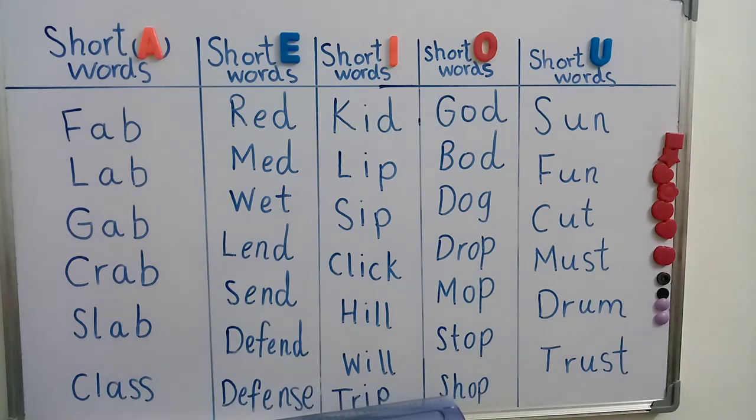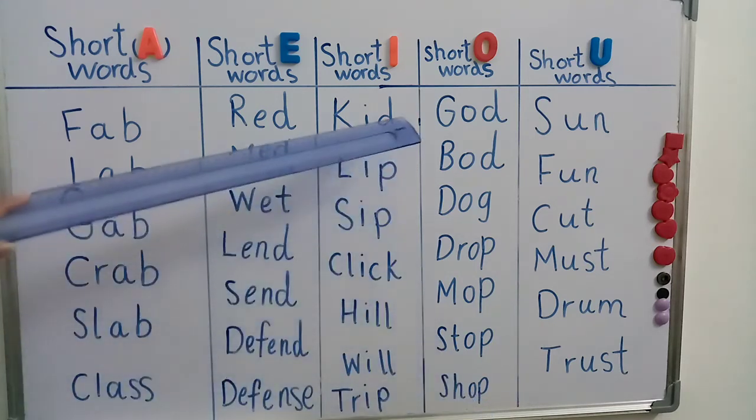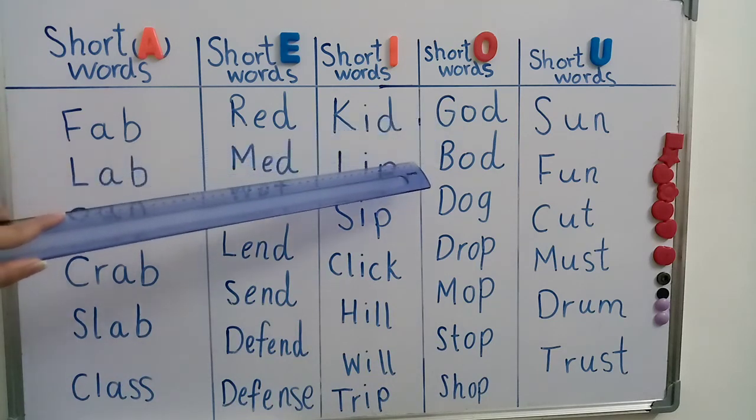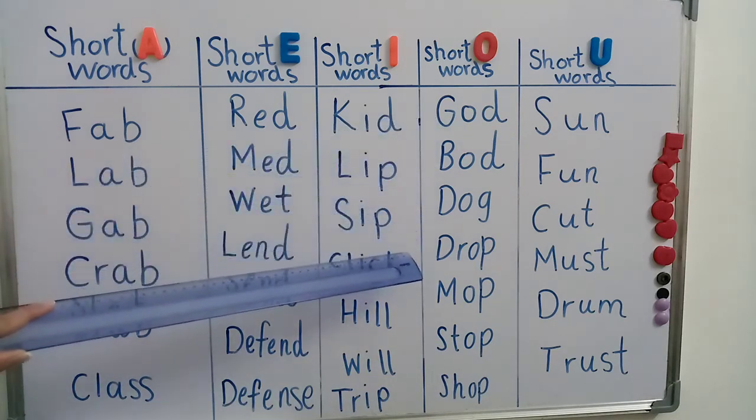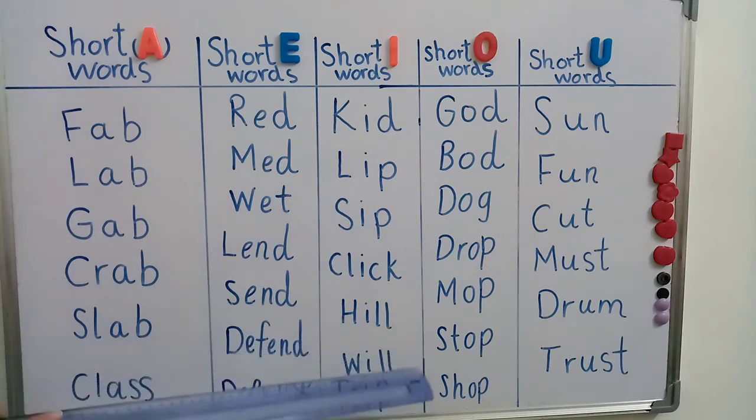The last one. What does S and H say? Here we have the letter S. The sound of S is ss, and the sound of H is ha. But here we have a combination for the letters S and H. So these two letters actually give us the sound sh. So we have sh and O, shop, shop. Okay, again, God, bod, dog, drop, mop, stop, shop.